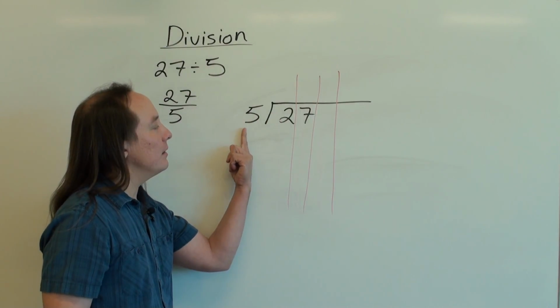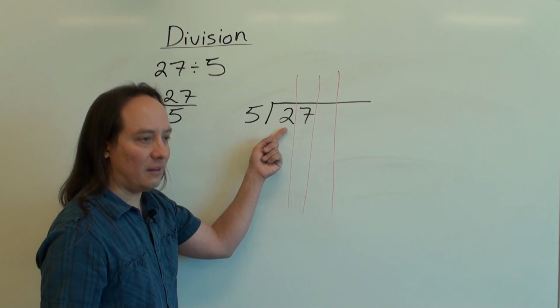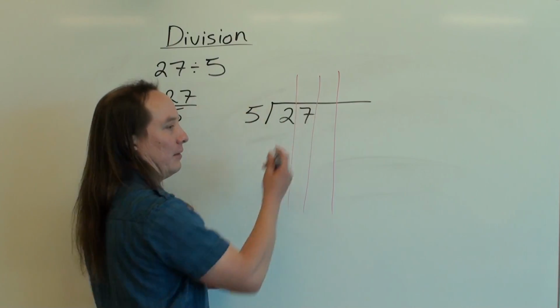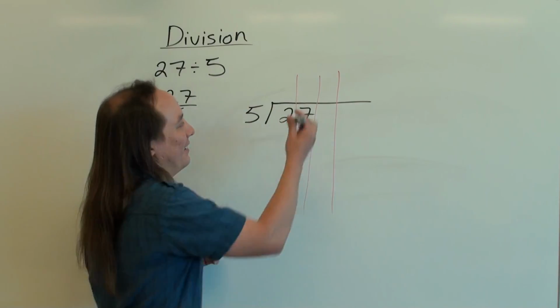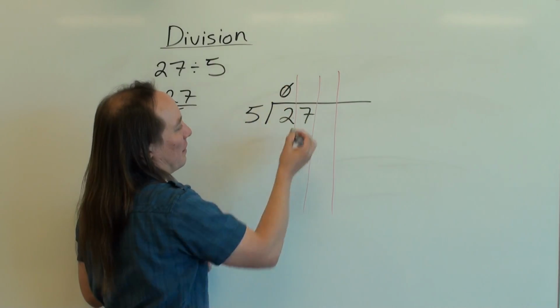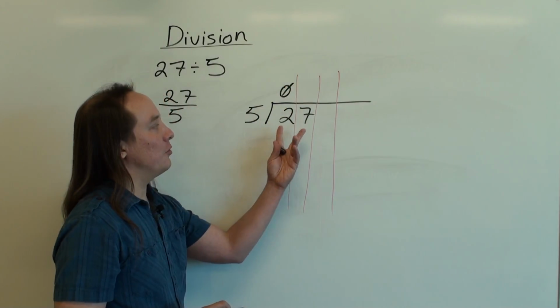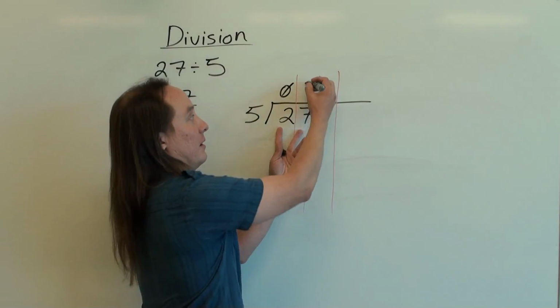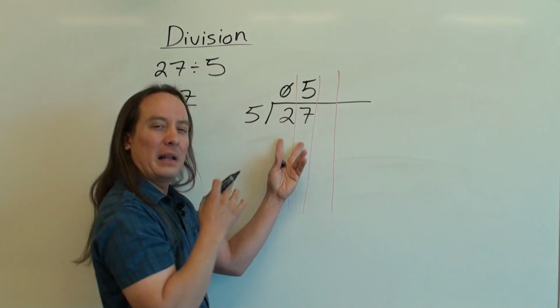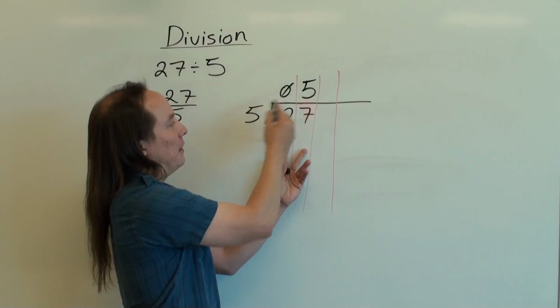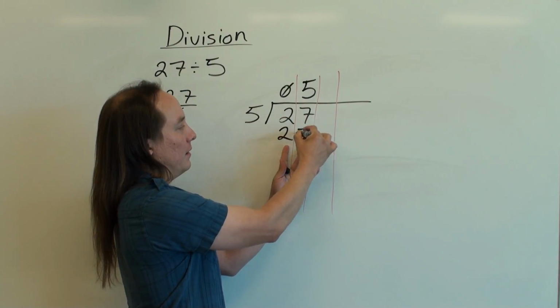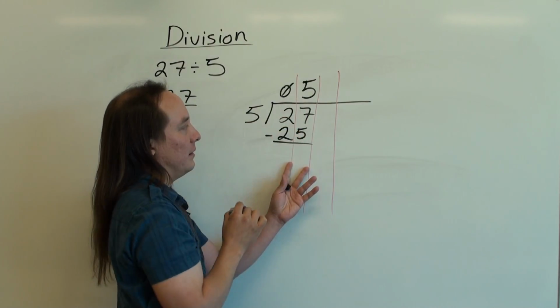So 5 goes into 2 0 times. It's too big. 2 doesn't have enough space to take a 5, right? So we can put a 0, and I'll put a 0 this time. Then we go 5 goes into 27 5 times. And then this is where we like to do the subtraction, right? We go 5 times 5 is 25. And then we subtract it.